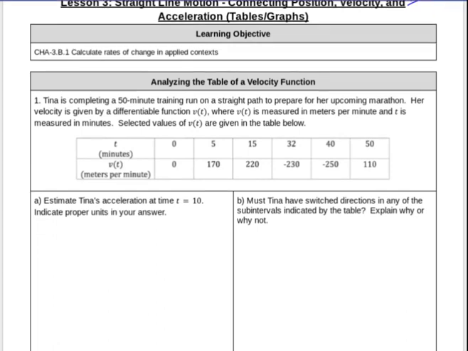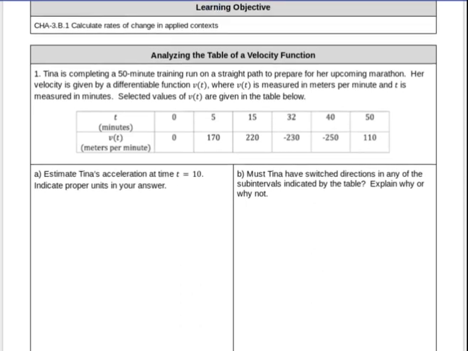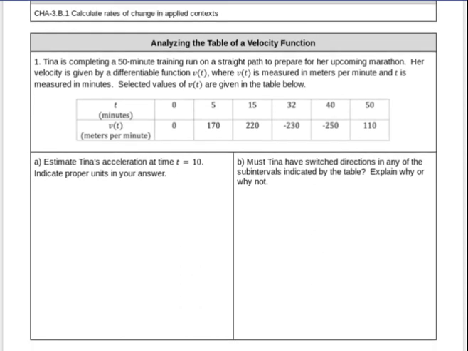So for question 1, we're going to be looking at a table of a velocity function. Tina's completing a 50-minute training run on a straight path to prepare for her upcoming marathon. Her velocity is given by a differentiable function v of t, where v of t is measured in meters per minute and t is measured in minutes, and we've got selected values of v of t in the table here. Part A asks us to estimate Tina's acceleration at time t equals 10 and indicate proper units in your answer.